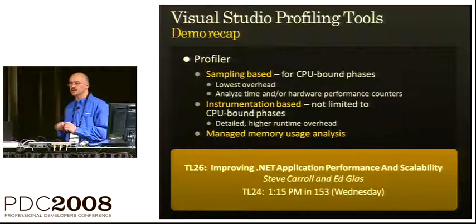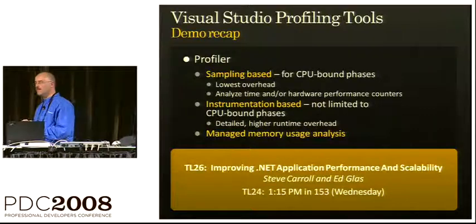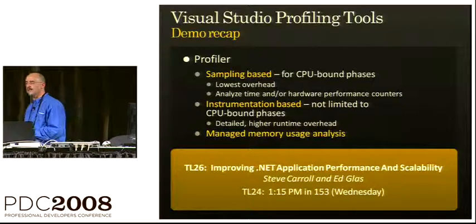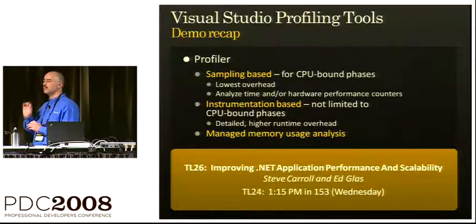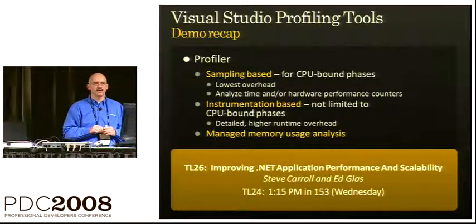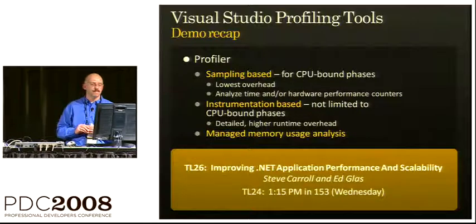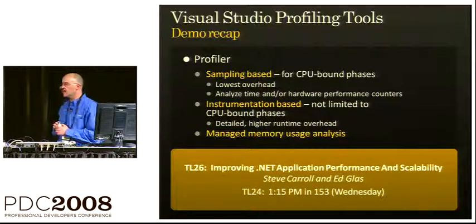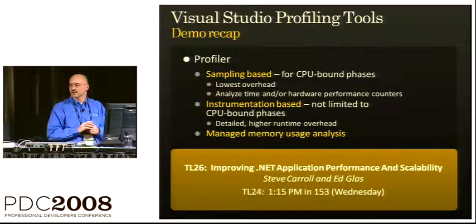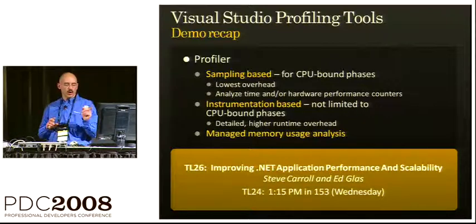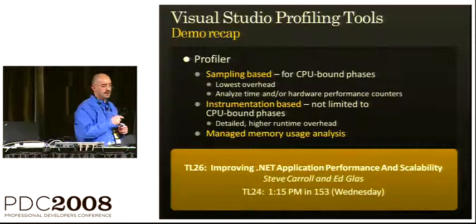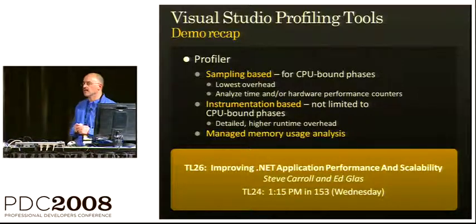I did not show you the instrumentation-based profiler. The instrumentation-based profiler is much more detailed. It instruments every function. And it can deal with applications that are not purely CPU-bound. So sample profiling works well for CPU-bound apps. Instrumentation-based profiling is much better for applications that have a lot of blocking events. Another feature that I didn't show you about the Visual Studio Profiler is memory usage analysis for managed applications. If you want to learn more about the profiler and the new features in the profiler, I recommend this session that's on the screen.